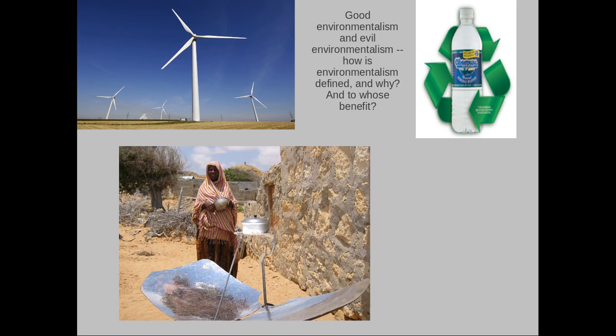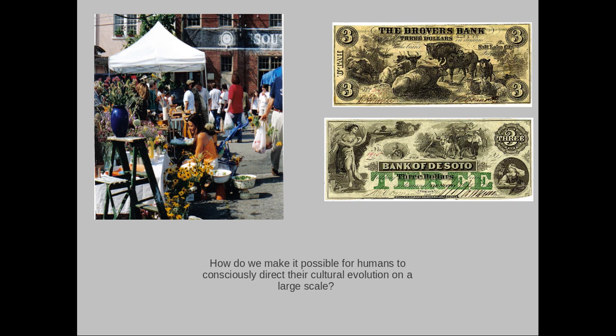What's called renewable energy can do a lot more harm than good if it's pursued in a foolish fashion. So we'll look at that. We'll differentiate the good from the bad in terms of where we're headed going forward. How do we make it possible for humans to consciously direct their cultural evolution on a large scale? It has a lot to do with economic localization. This is the next to the last chapter in the book.